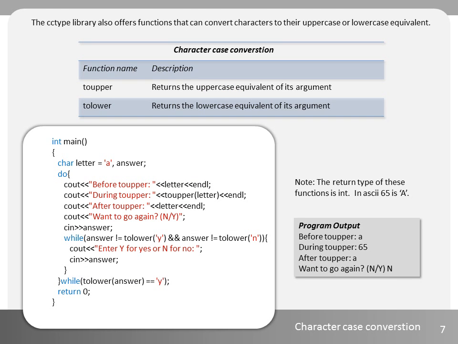The cctype library also offers functions that can convert characters to their uppercase or lowercase equivalent. For that, you use the functions toupper and tolower to get these results. Here we have a program that shows the process of converting a character from lowercase to uppercase using the function toupper. First, it prints the letter before the conversion. Then it prints the result of the function toupper. It is a number because this function returns the numerical representation of that character in the ASCII character code. C++ uses that code to represent characters.